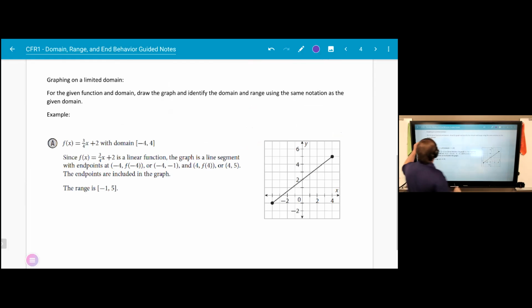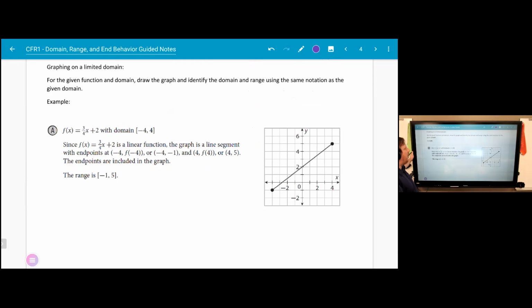It says, for the given function and domain, draw the graph and identify the domain and range using the same notation as the given domain. Okay, that's a lot. We've been given f of x equals 3/4 x plus 2 with a domain of [-4, 4], and I'm seeing this in square brackets. So square brackets, because we have to use the same notation, right? This is interval notation.